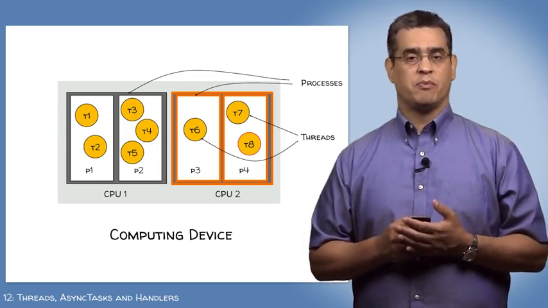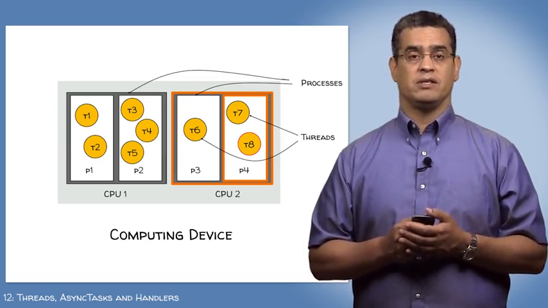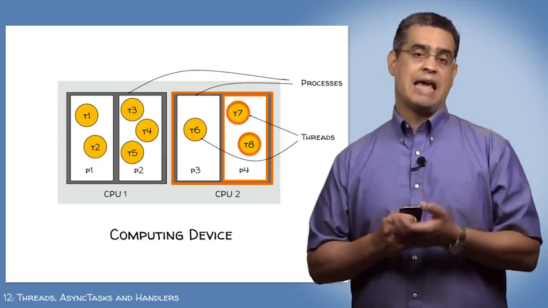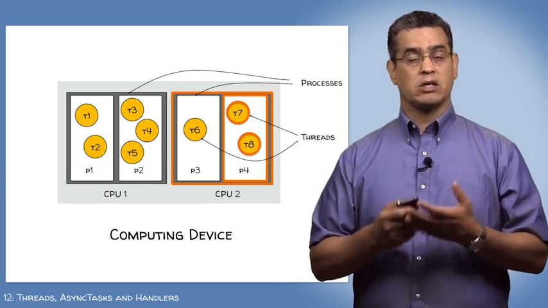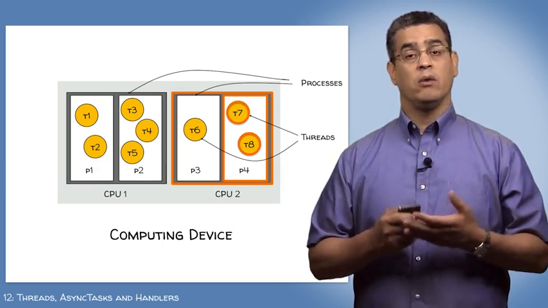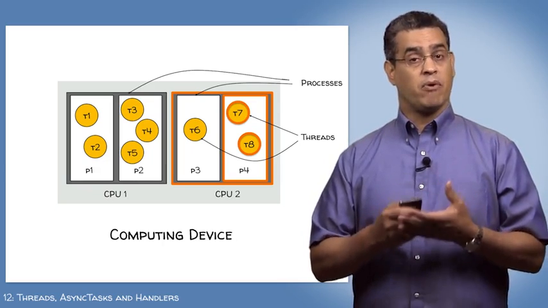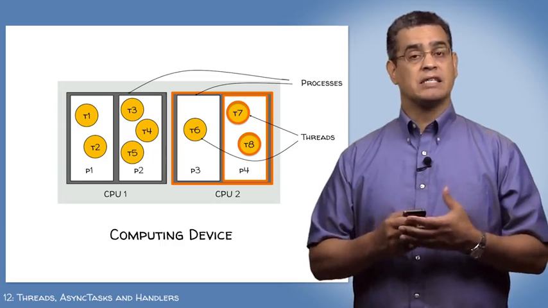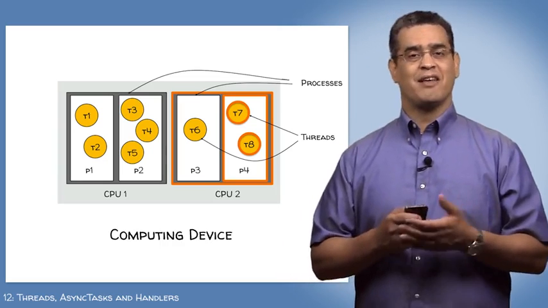And within one of these processes, P4, I'm showing two running threads, T7 and T8. Each of these threads is a sequentially executing stream of instructions with its own call stack. But since they're within the same process, they can each access shared process resources, including heap memory and static variables.